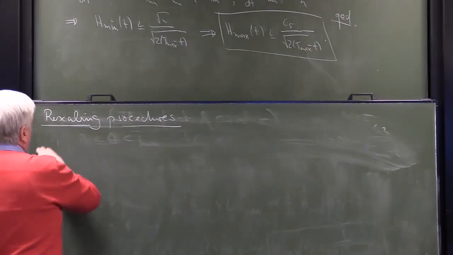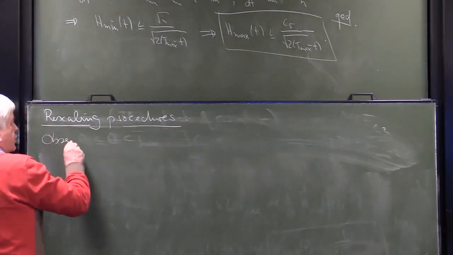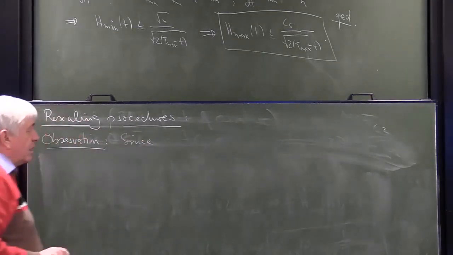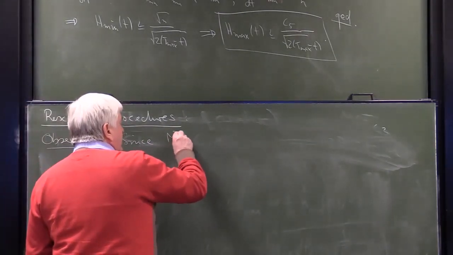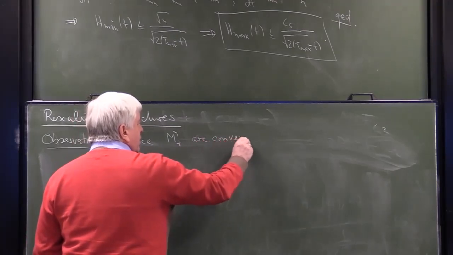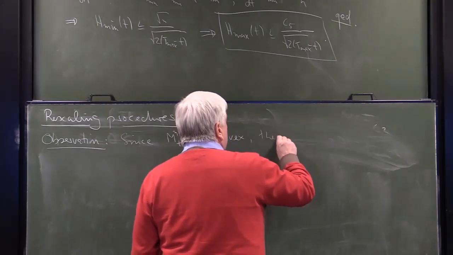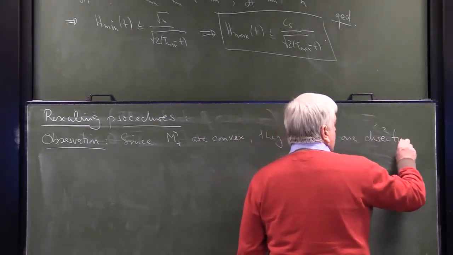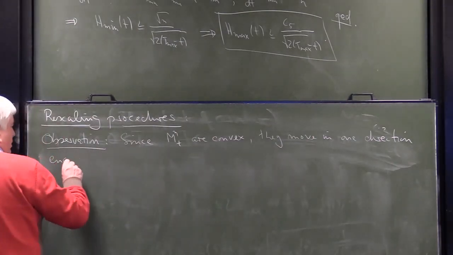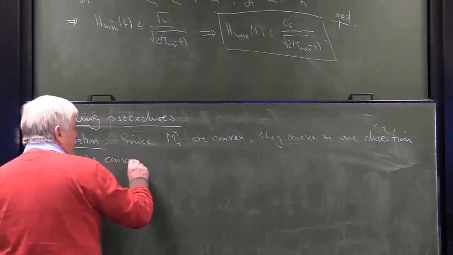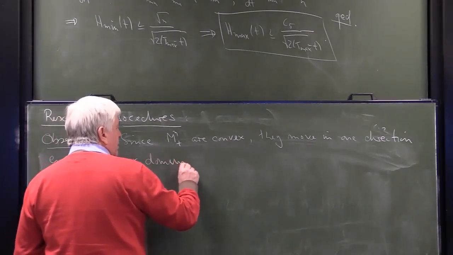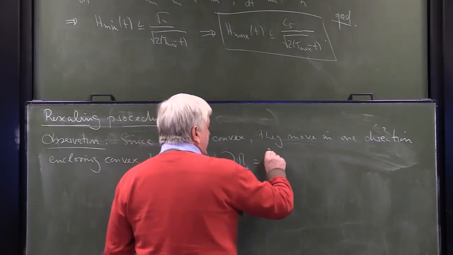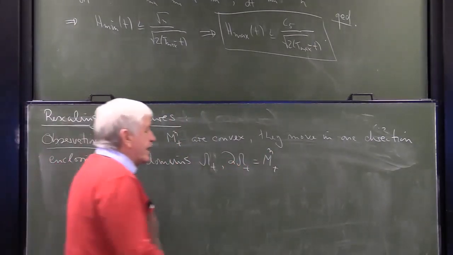So let's make first an observation. Since the surfaces M_t are convex, they move in one direction enclosing convex domains Omega_t, where the boundary of Omega_t is the M_t, containing each other.